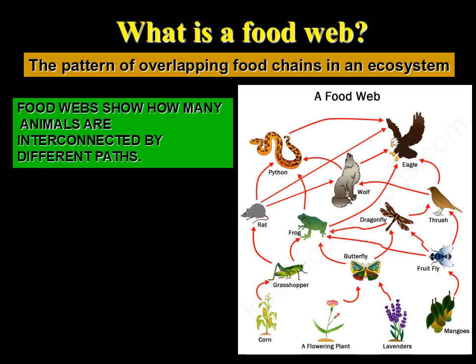Notice that the food chains overlap in a food web. So you may be in one position on one food chain, but in a total different position in another food chain. And if you were to remove an animal from a food chain, it would affect the other food chains as well.